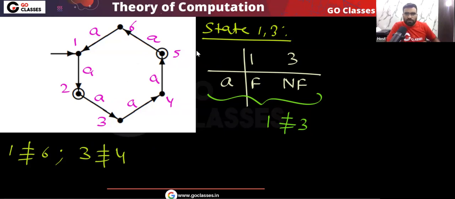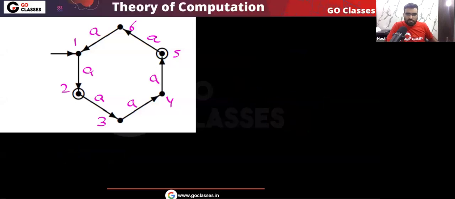You check 1 and 4. Tell me about 1 and 4. 3 and 4 are not equivalent. Let me tell you, 3 and 6 are equivalent actually. We will see. 3 and 4 not equivalent, 3 and 1 not equivalent, 1 and 6 not equivalent. And 1 and 4, yes, they are equivalent. So let's check state 1 comma 4.